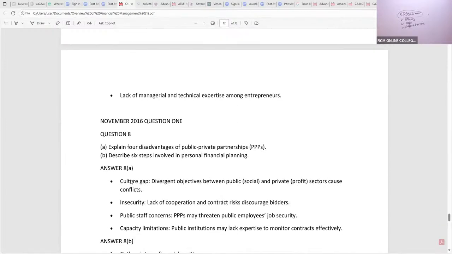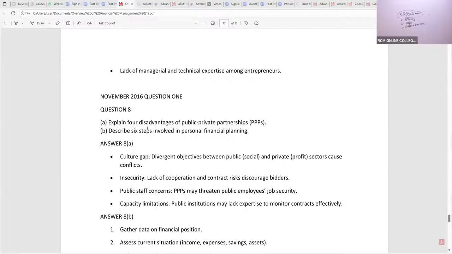November 2016, question number 1: explain 4 disadvantages of public-private partnerships. That one I've dealt with, and I know the disadvantages. Number 1 is culture shock. So, it's public-private partnerships. You come in and tell these guys, we are the Chinese who are building this express highway, let's see how we can work together. We finish it, then we transfer it to you. So there'll be culture shock, ladies and gentlemen.